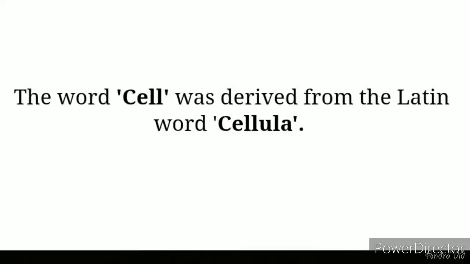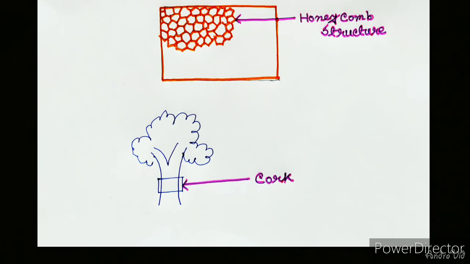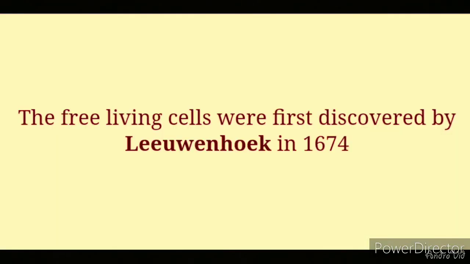The word cell is derived from the Latin word cellula or cella, which means a small or a little room. The structure of the empty spaces contained by walls was similar to the tiny boxes of honeycomb structure. The cork cells were the non-living cells or the dead cells. The free living cells were first discovered by Leeuwenhoek in 1674.